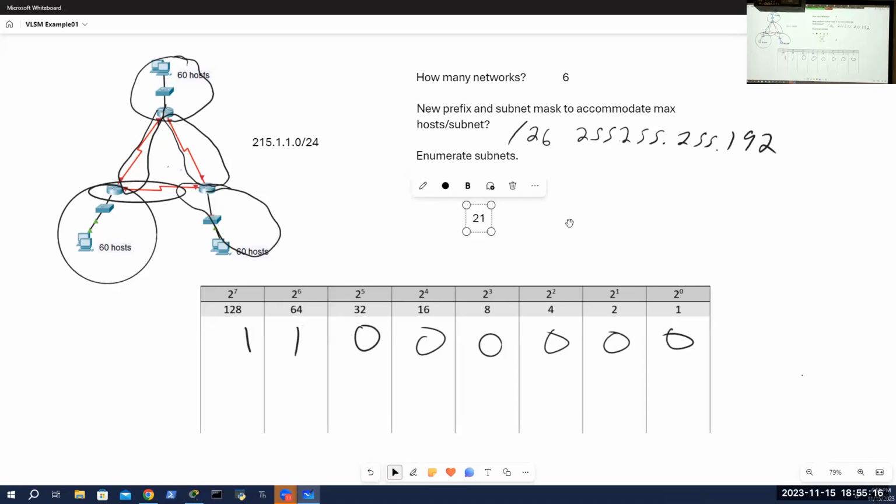So let's just start enumerating the others. Our second subnet is 64. And our third, 128.